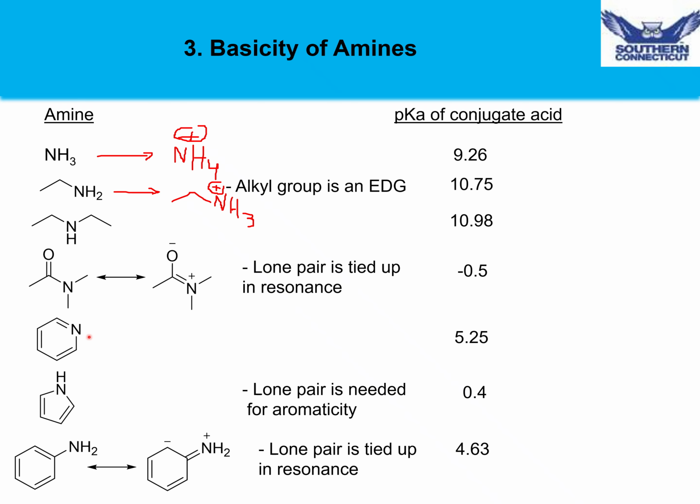The next 2 examples show pyridine and pyrrole, which we talked about previously. Note that the lone pair on pyrrole is required for the aromaticity of pyrrole, and so it's not as readily available as the lone pair on pyridine, which is not necessary for aromaticity of pyridine. And so that's illustrated by the pKa values of their conjugate acids. So pyridine is a stronger base since the lone pair on the nitrogen is not required for aromaticity.